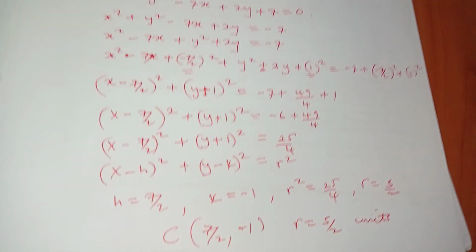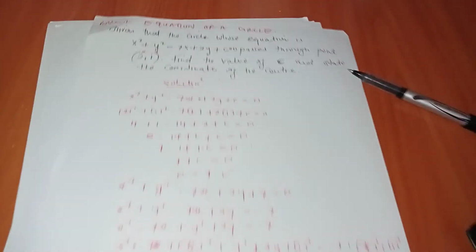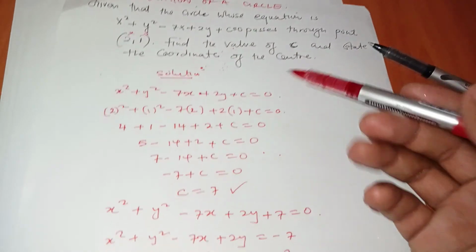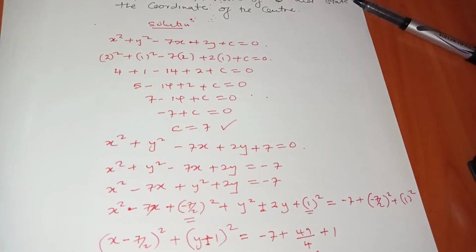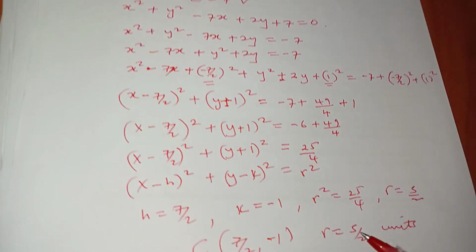So that's how this problem is solved, and it's not a difficult one. You get the value of c, then from there you use the concept of the completing the square method to determine the center and the radius of that circle.